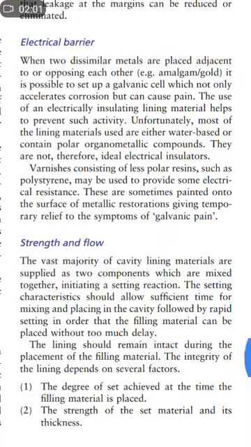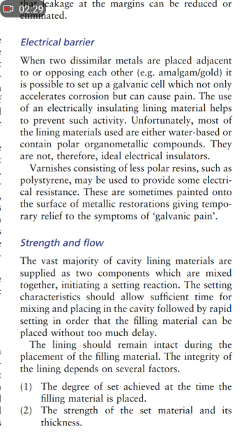Electric barrier. When two dissimilar materials are placed adjacent to or opposing each other, such as amalgam and gold, it is possible to set up a galvanic cell which not only accelerates corrosion but can cause pain. The use of an electrically insulating lining material helps to prevent such activity.